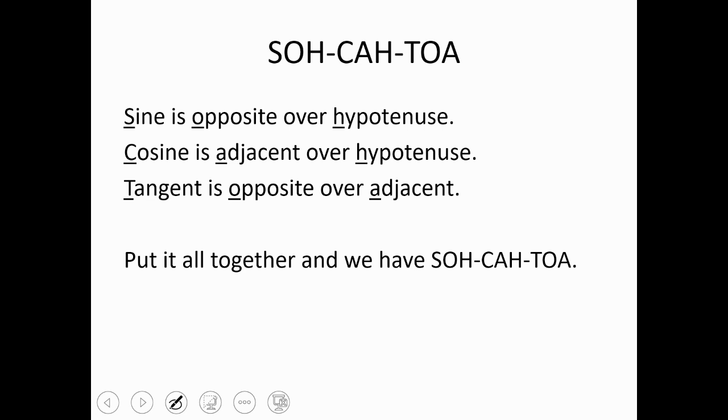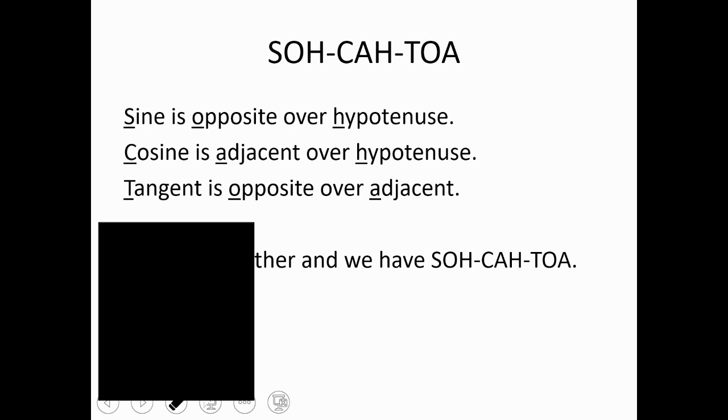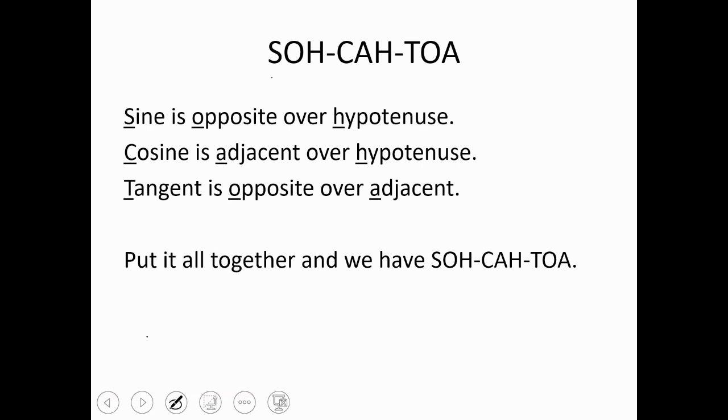Now, what does that do for you? That encodes the definitions of sine and cosine and tangent. Okay, so look at the first part, the SOH. What that says is that sine is opposite over hypotenuse. The S is for sine, the O is for opposite, and the H is for hypotenuse. So if you can remember the sound SOH, you also remember the definition of sine. And then CAH, the C is for cosine, the A is adjacent, the H is hypotenuse. So that tells us that cosine is adjacent over hypotenuse. And then, of course, TOA, the T for tangent, the O for opposite, and the A for adjacent. So tangent is opposite over adjacent.